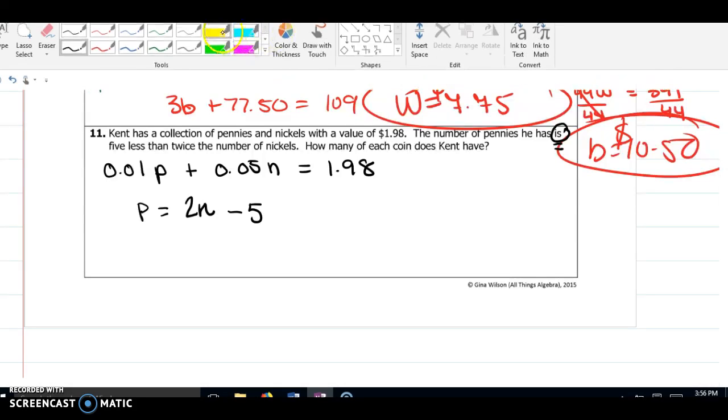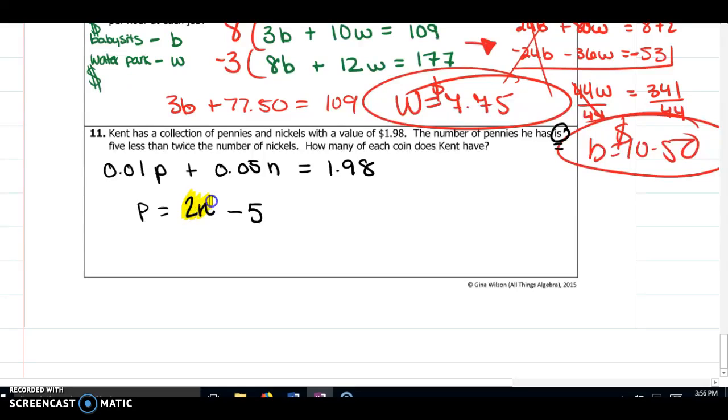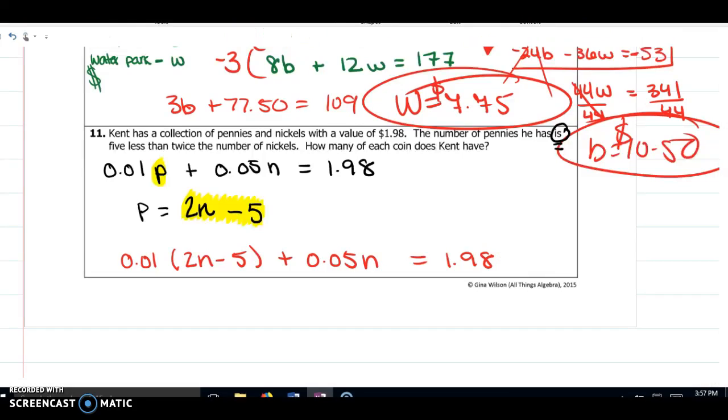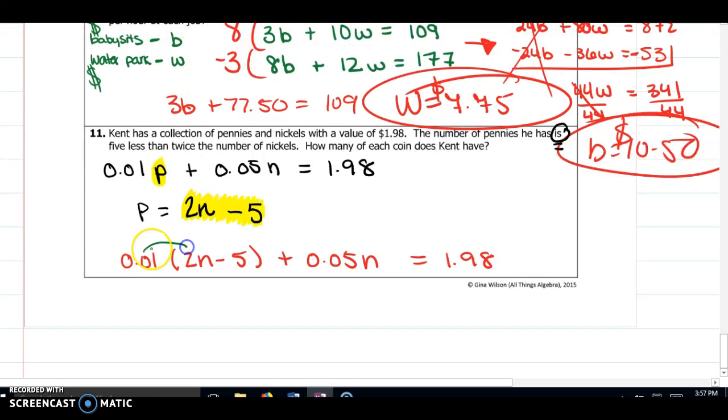This is the perfect situation to use substitution, because we already know what P is equal to. So a lot of times we use elimination in word problems, but in this case it works out for substitution. So everywhere I see a P, I'm going to replace it with 2n minus 5. Gives me 0.01 times 2n minus 5 plus 0.05n equals 1.98. All right, you can multiply.